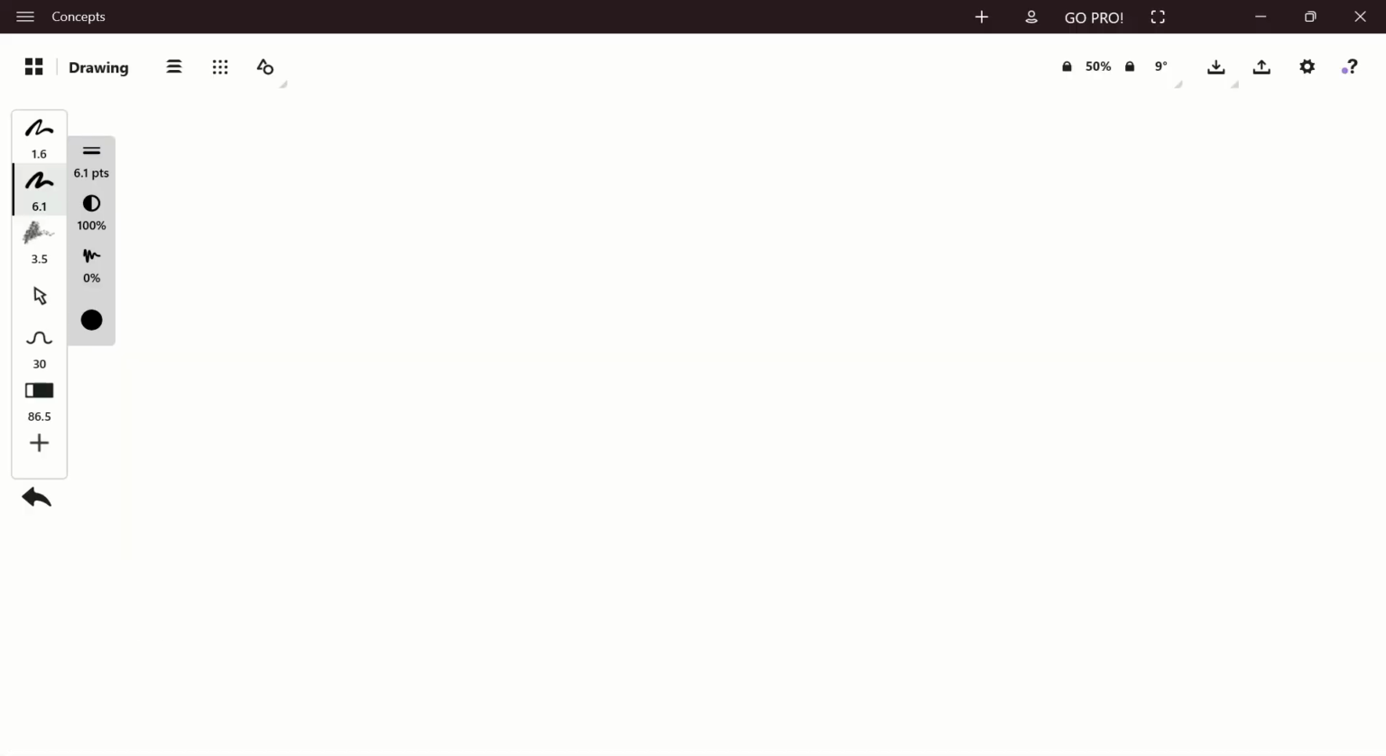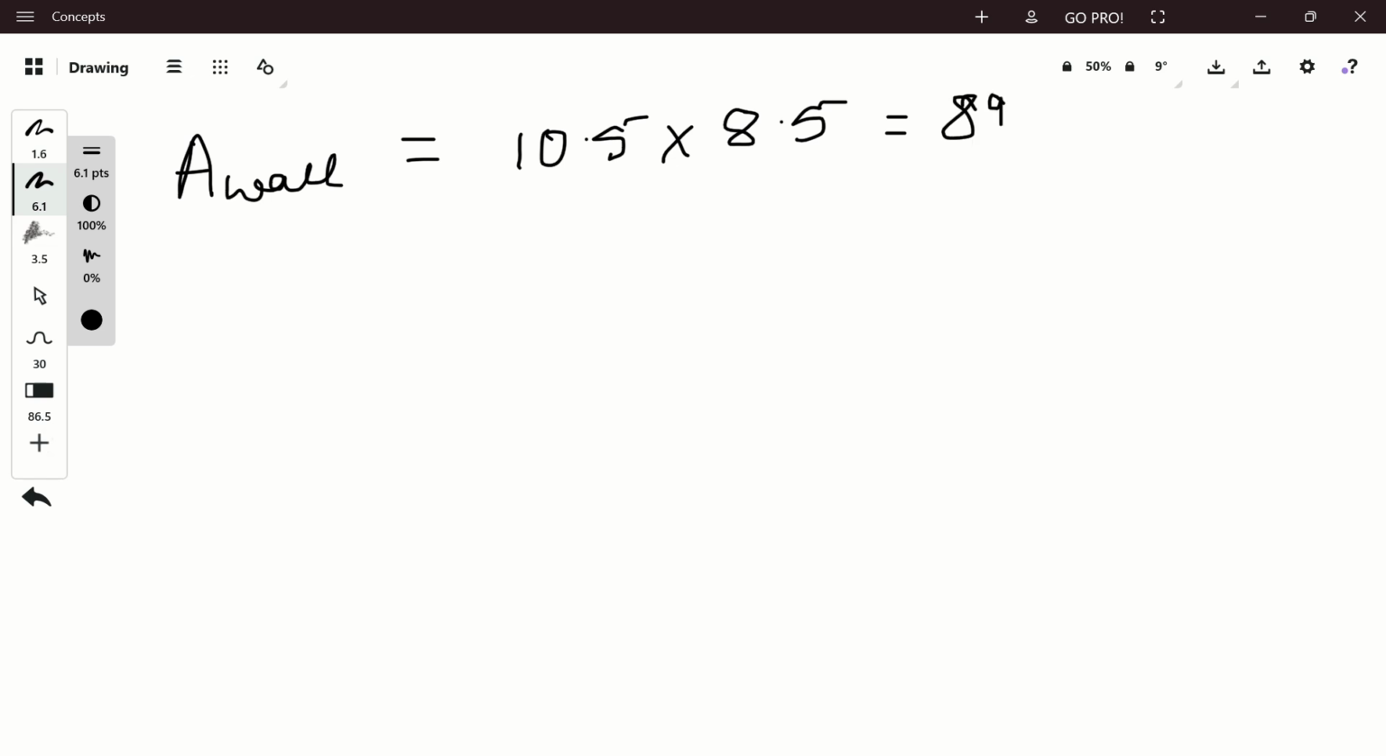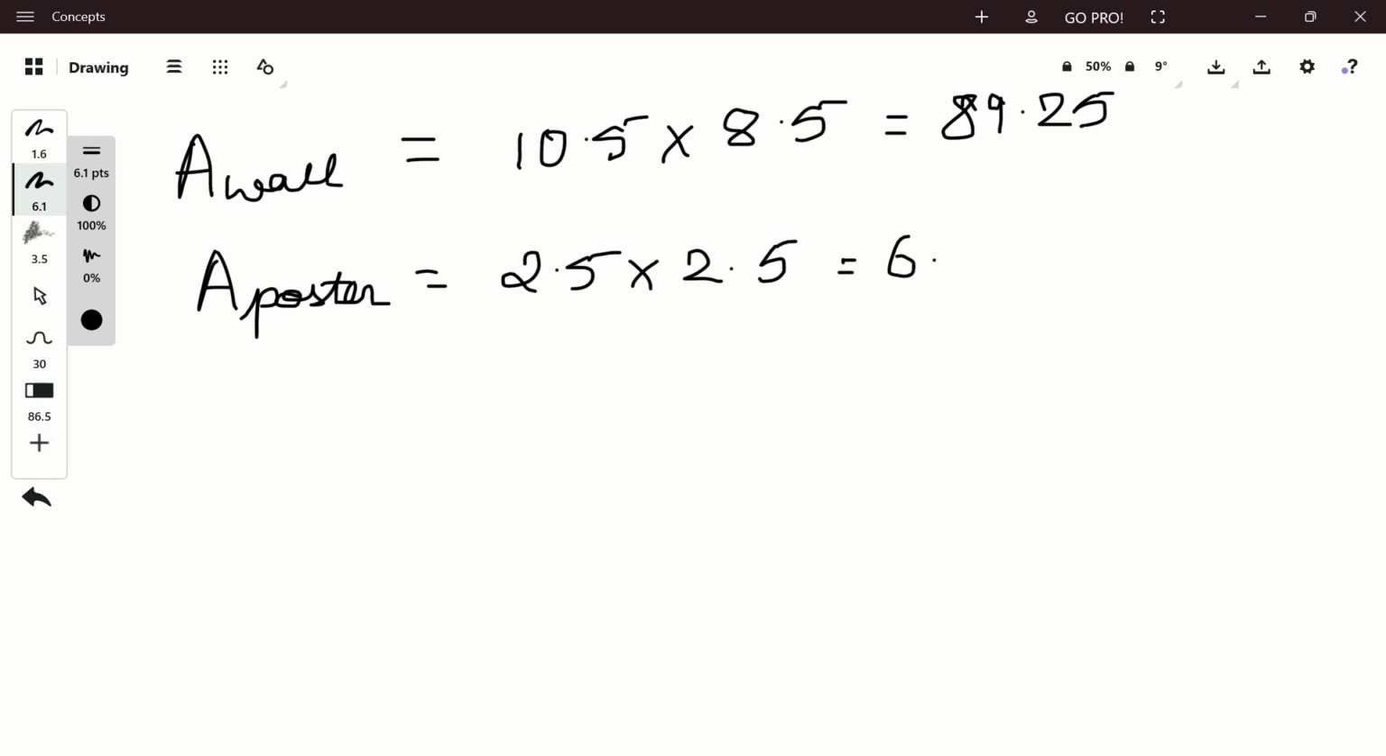The wall is a rectangle of length 10.5 meter and width 8.5 meter. So area of wall is equal to length into width, which is 10.5 into 8.5, which is equal to 89.25. The poster is a square of side S. So area of poster is equal to side into side, which is 2.5 into 2.5, which is equal to 6.25.